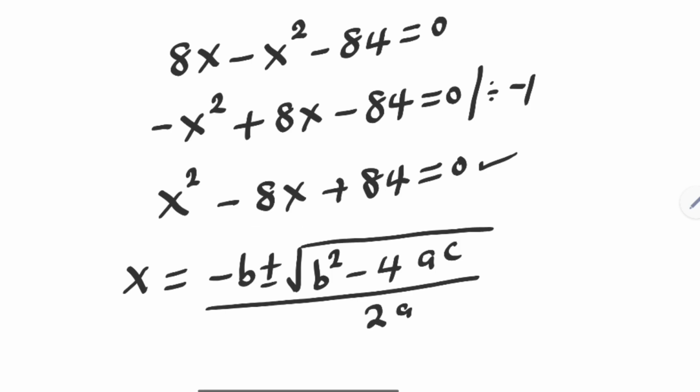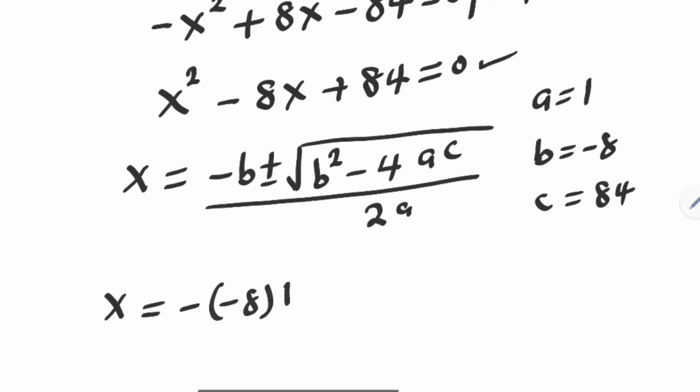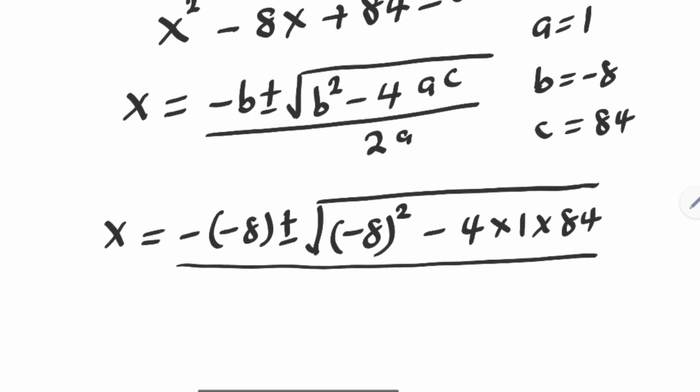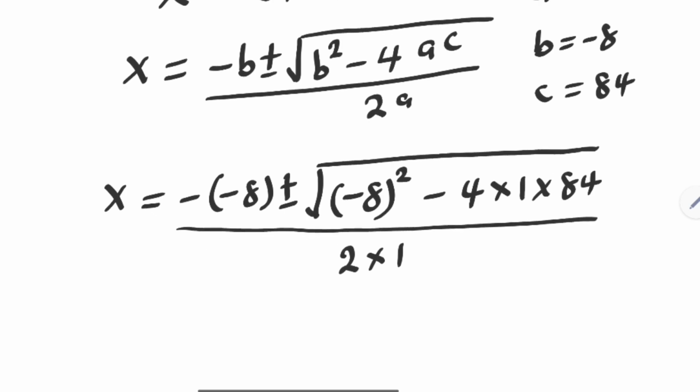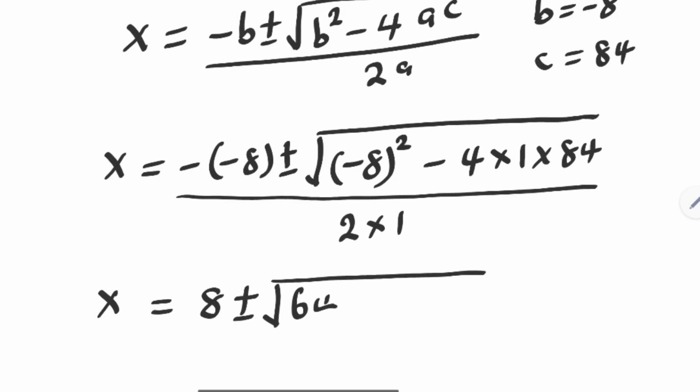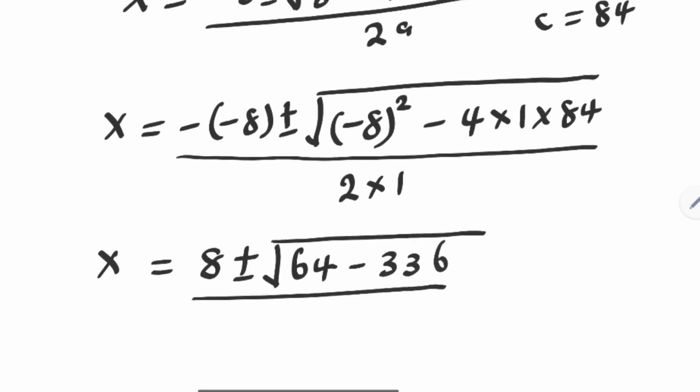From this equation, a is equal to 1, b is equal to minus 8, c is equal to 84. x is equal to minus bracket minus 8 plus or minus square root of minus 8 squared minus 4 multiplied by 1, which is a, multiplied by 84, which is c, divided by 2 multiplied by 1, which is a. x is equal to minus times minus 8, that is plus 8, plus or minus square root of minus 8 squared, that is 64, minus 4 multiplied by 1 multiplied by 84, 336, divided by 2 multiplied by 1, 2.